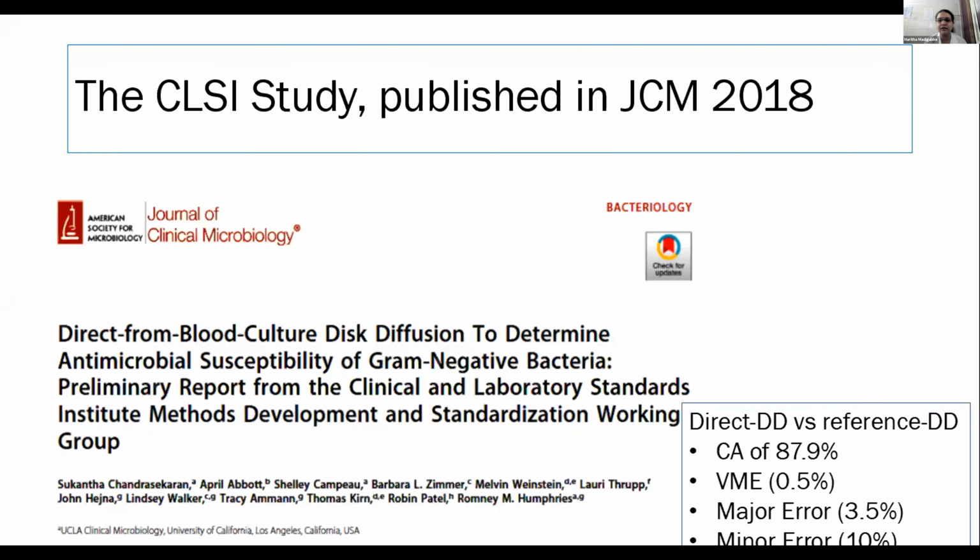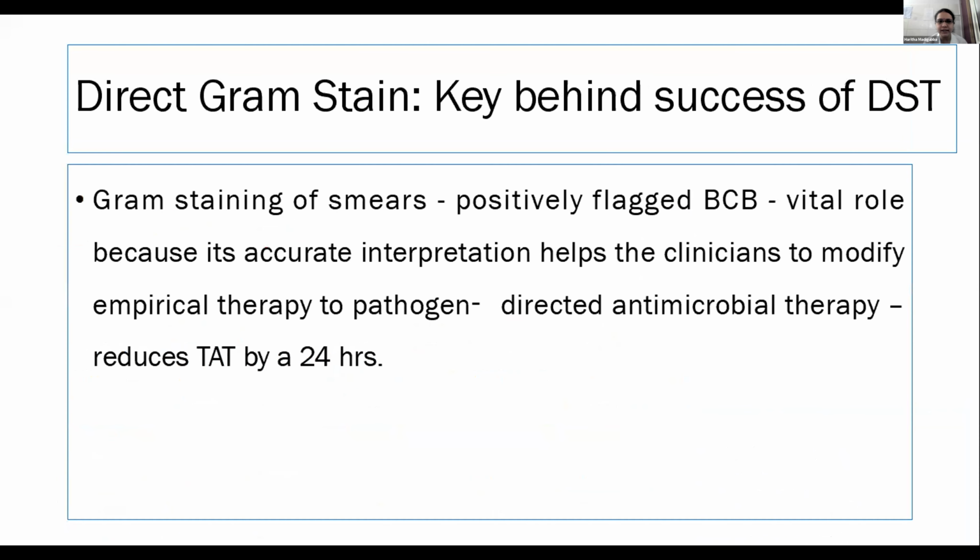The differences between the direct disk diffusion versus the reference disk diffusion. Following this, one more thing I want to explain. So first, what we need to do. First, a blood culture bottle flags positive. After that, the gram stain is very important to put the DST. First, you need to know what organism it is, that is on the gram stain, whether it is a gram positive organism or a gram negative organism.